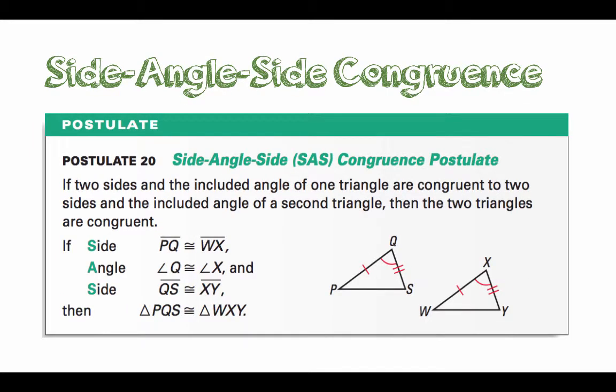All right, side angle side, we're creating that sing-songy sandwich, right? Side angle side, side angle side. And we just make sure that we are reading it in that order to correctly identify that congruence. So we have one side, one angle, and a second side, all congruent to corresponding parts of a second triangle.